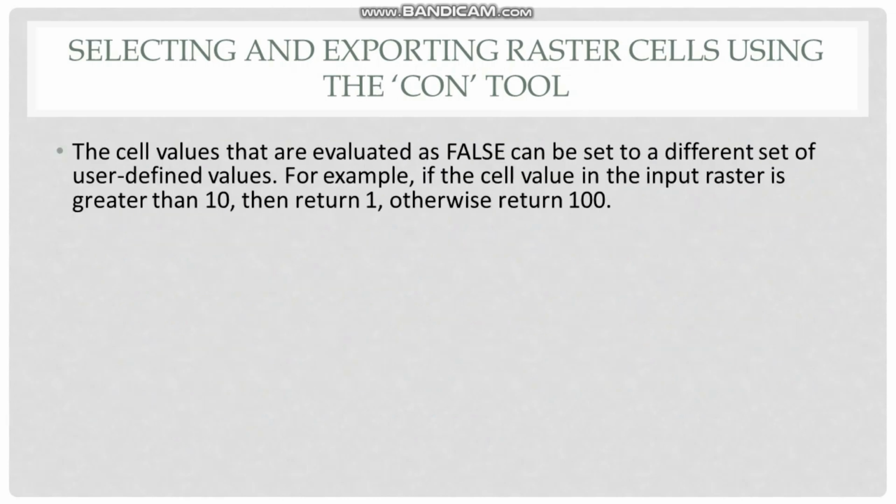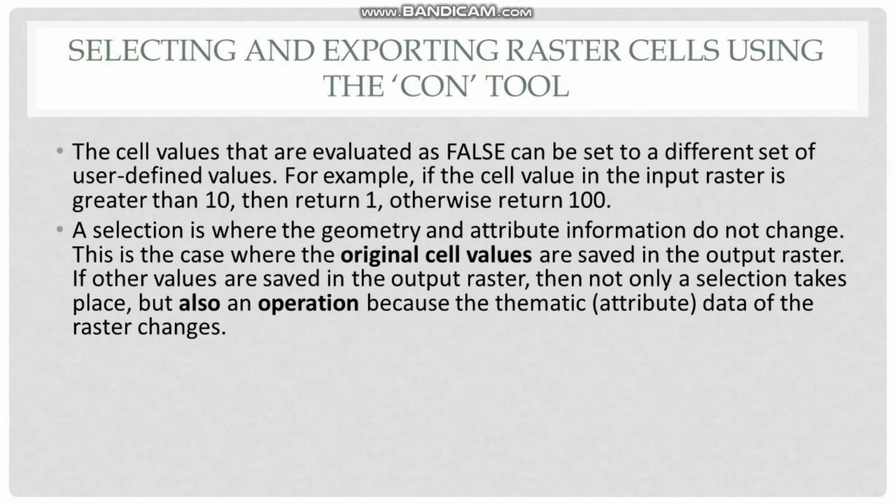The cell values that are evaluated as false can be set to a different set of user-defined values. For example, if the cell value in the input raster is greater than 10, then return 1, otherwise return 100. A selection is where the geometry and attribute information do not change. This is the case where the original cell values are saved in the output raster. If the values are saved in the output raster, then not only a selection takes place, but also an operation because the thematic data of the raster changes.